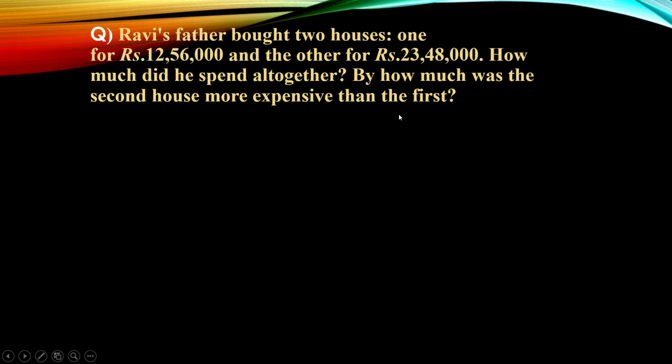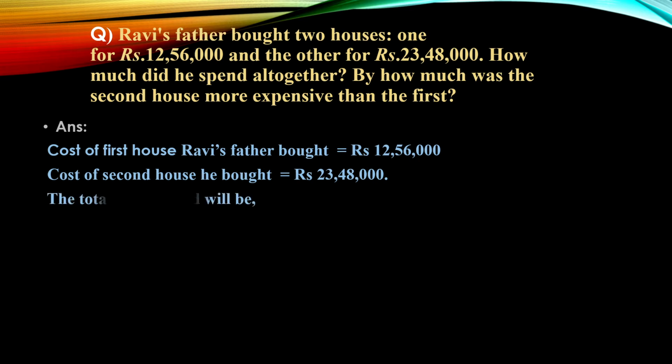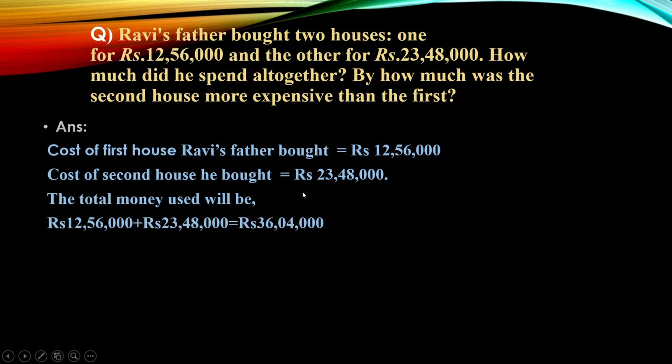Okay, and whenever we are dealing with the statement sums, that is story sums, writing statements is very important. Here we go. Cost of first house Ravi's father bought is 12,56,000. The cost of second house he bought for 23,48,000. Total money used. So how much did he spend altogether, which means that we need to add both the costs given. So when we add, we'll get 36 lakh 4,000.